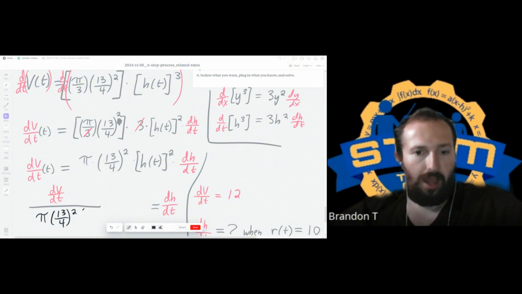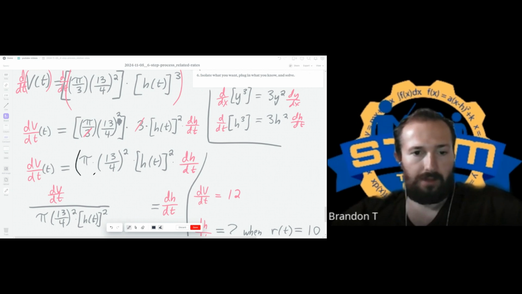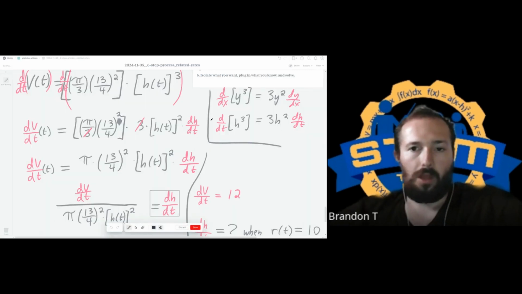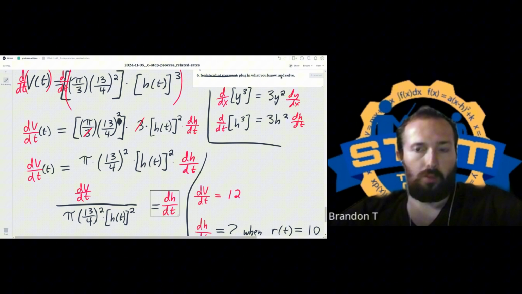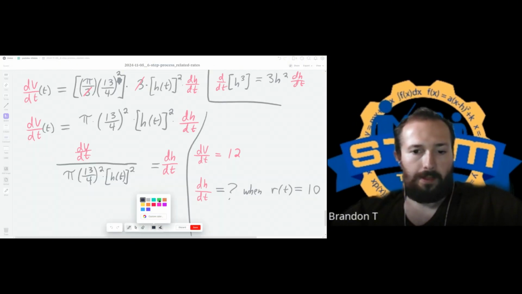Again, this is all just a constant. This is just some number, but I'm leaving it this way in the hopes that certain things cancel out. That's what often happens. Just divide everything by this on both sides. We've now successfully isolated what we want, dh/dt. So we've isolated what we want, now plug in what you know, and solve. Here's what we know. That thing just equals 12, because we know that. Now the only other thing we need to plug in is h.